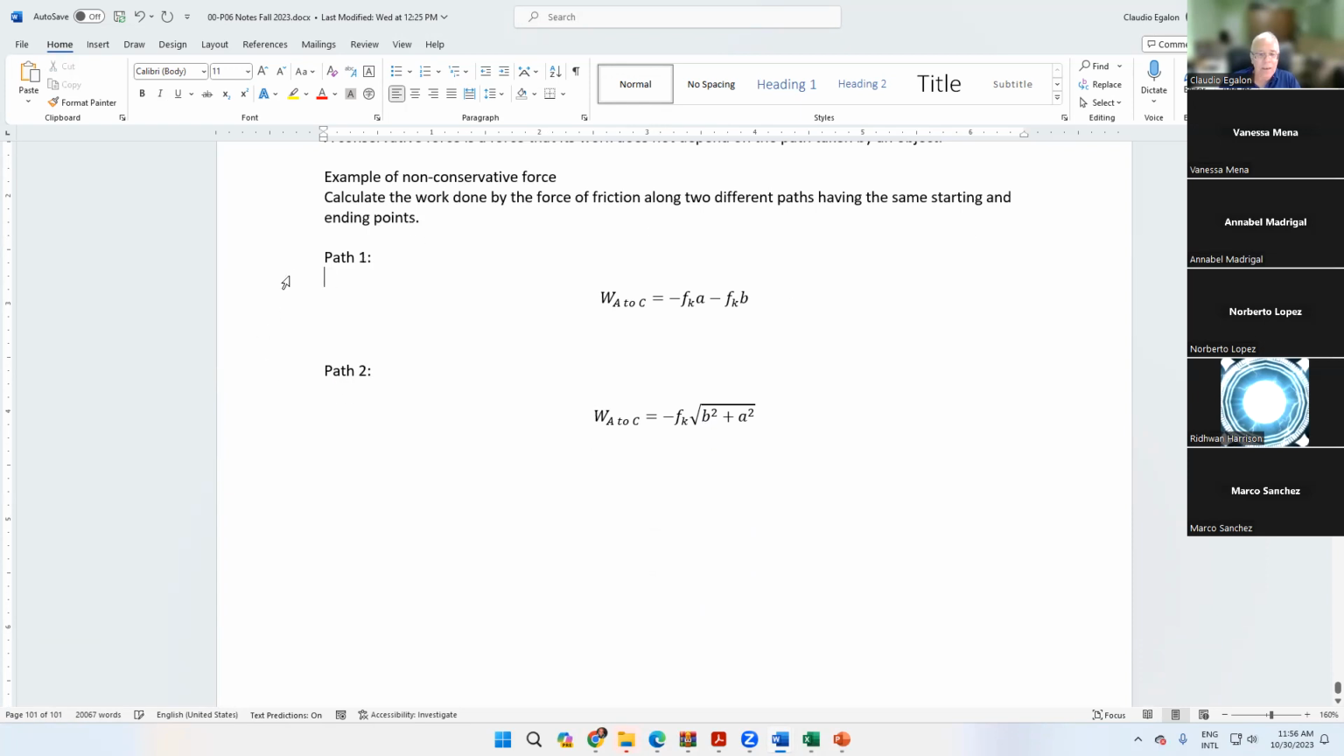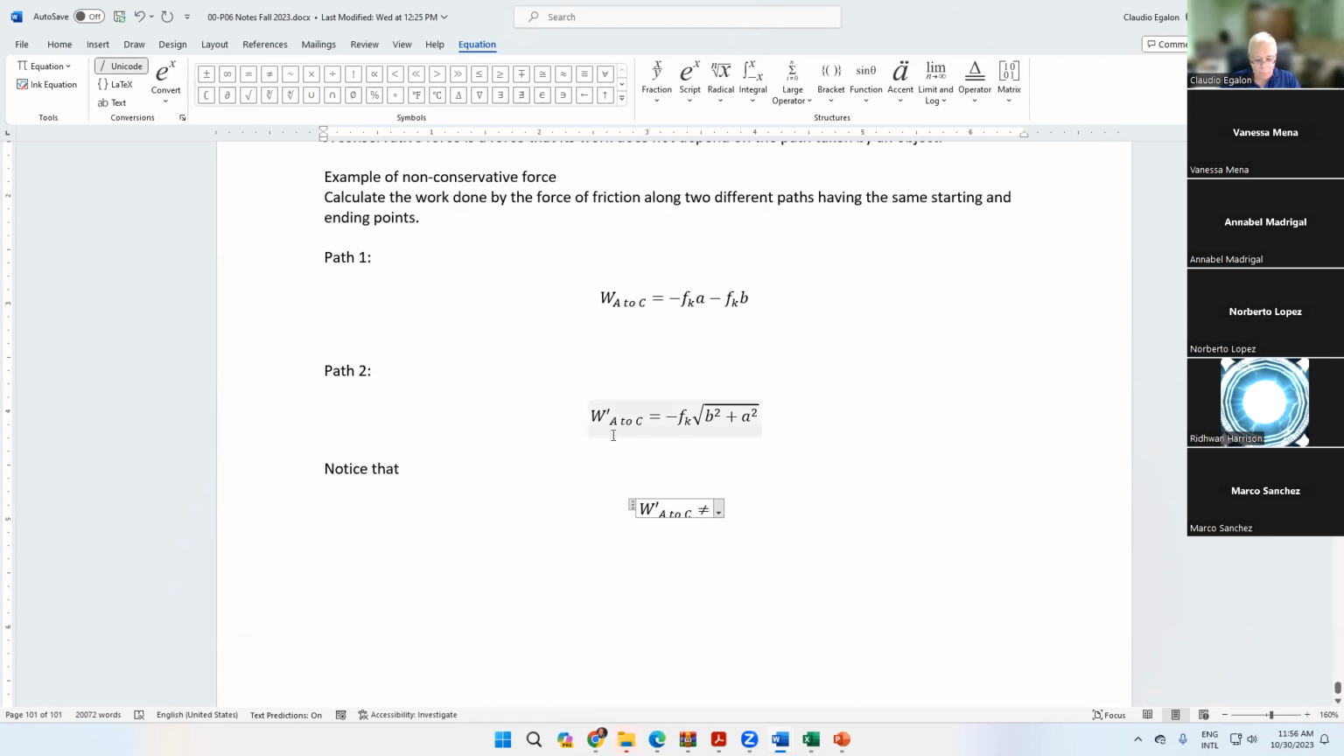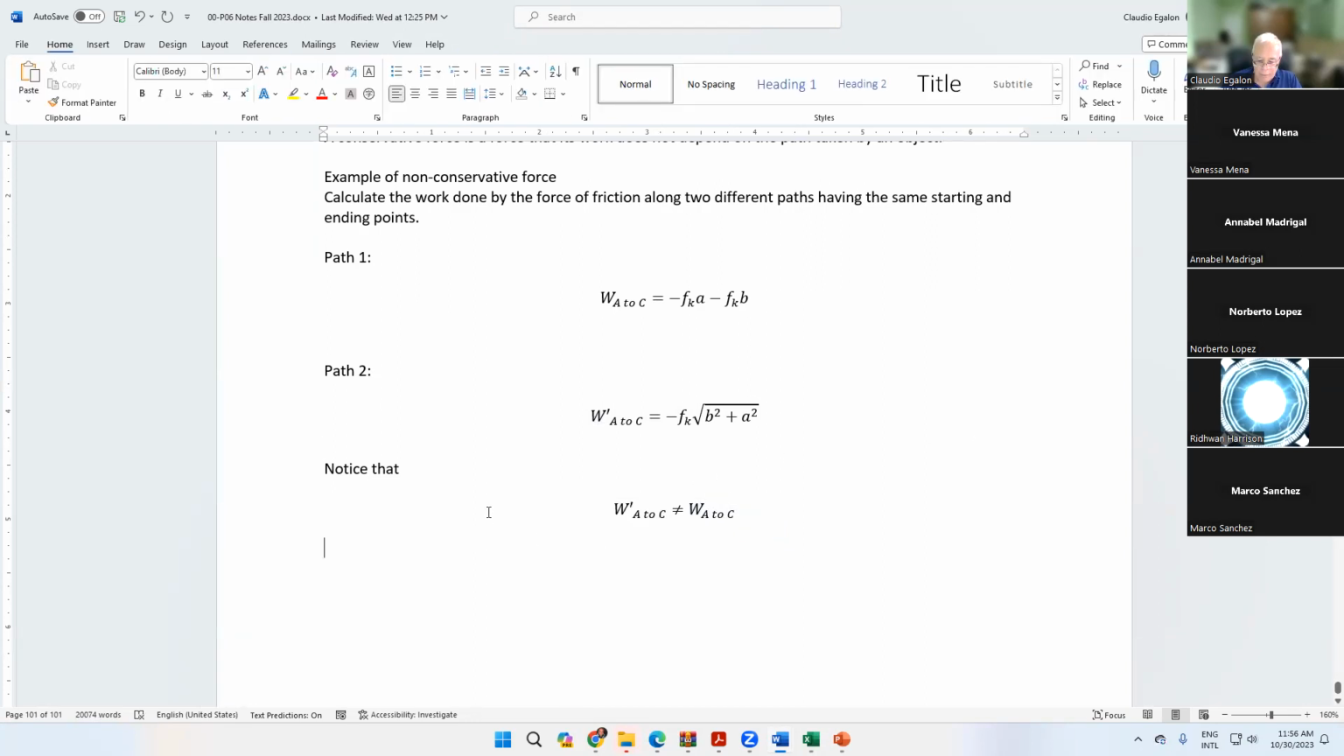Note that, I want to call that W prime. Note that W prime from A to C is different from W from A to C. Okay, it's different. Consequently, the force of friction is non-conservative. Okay?